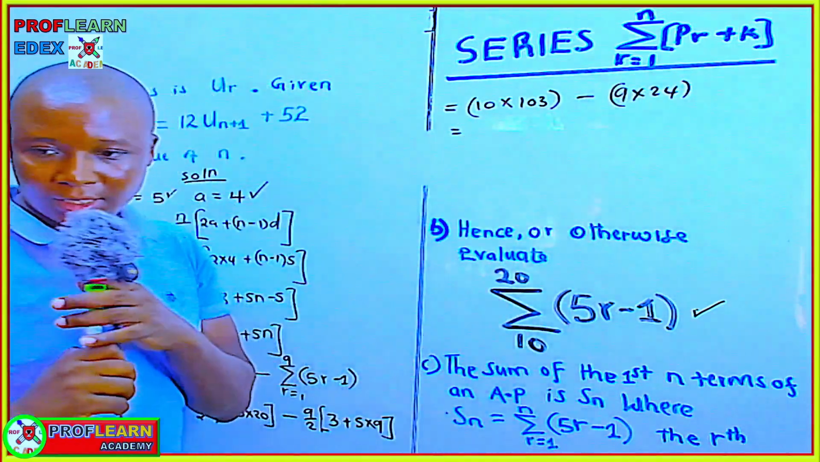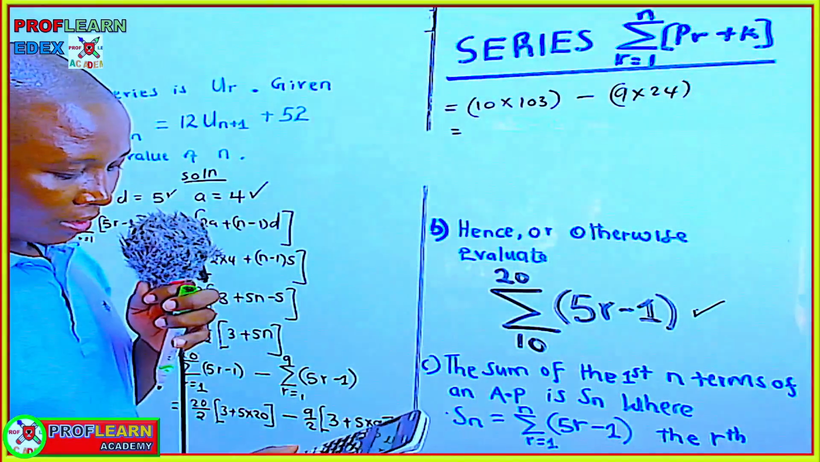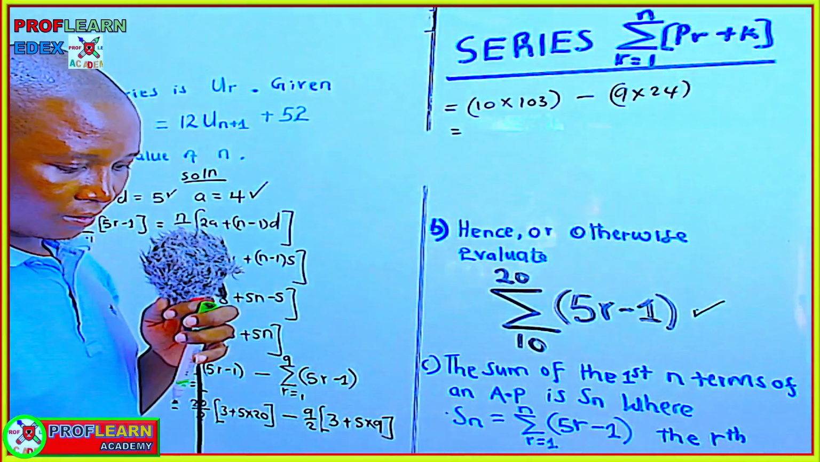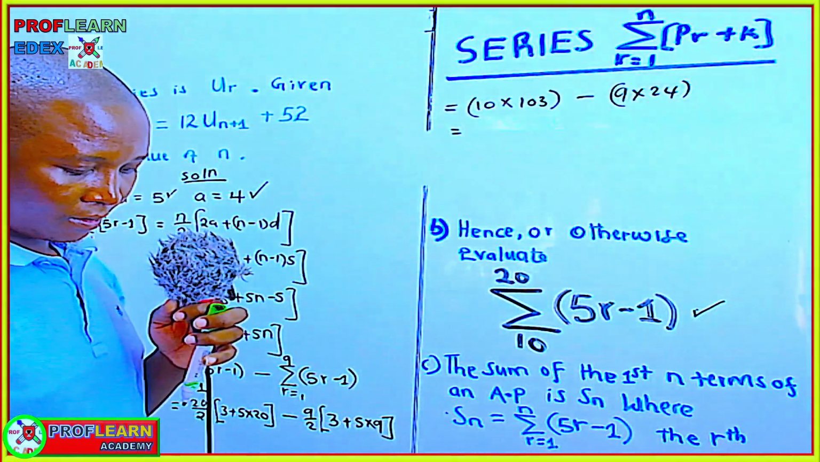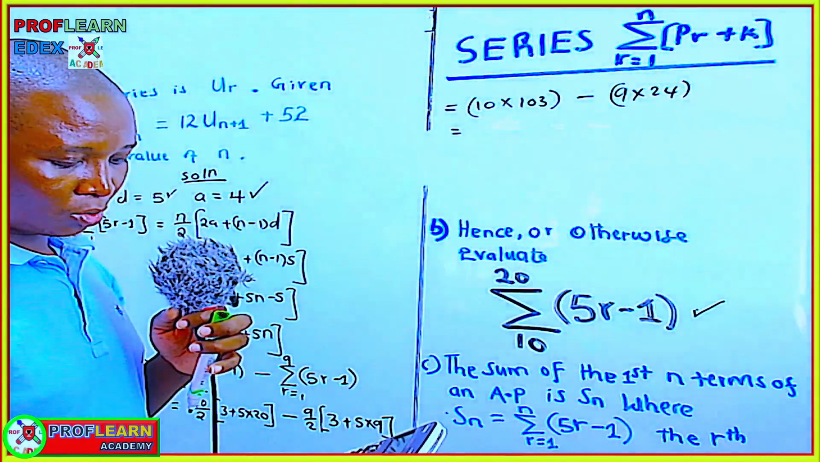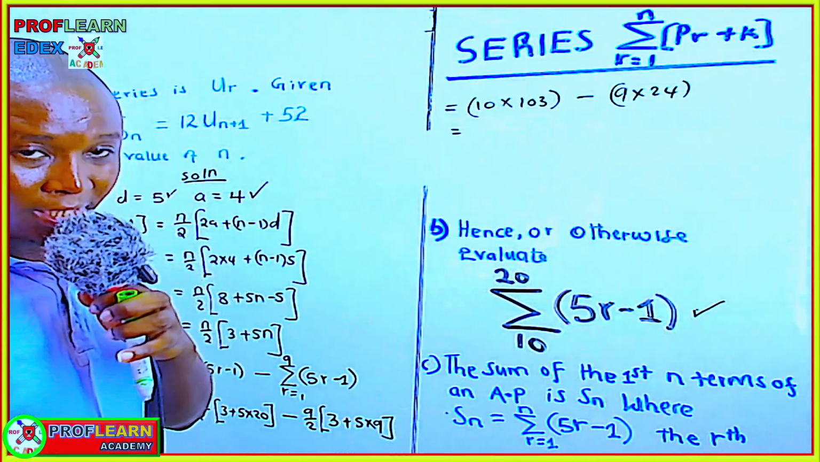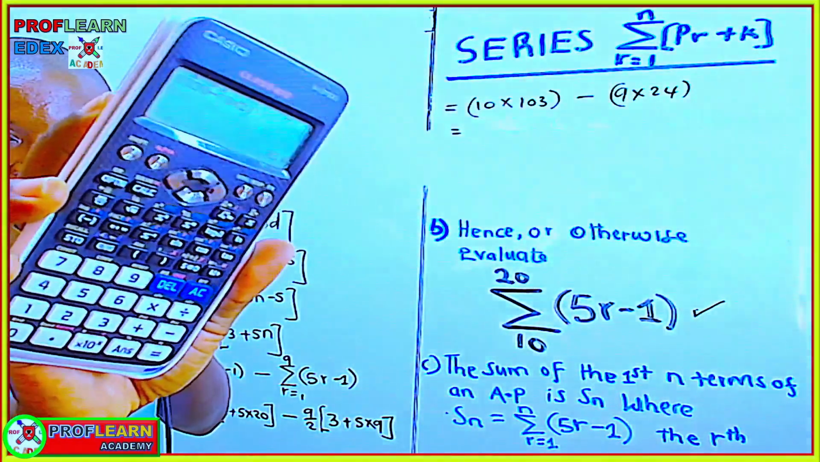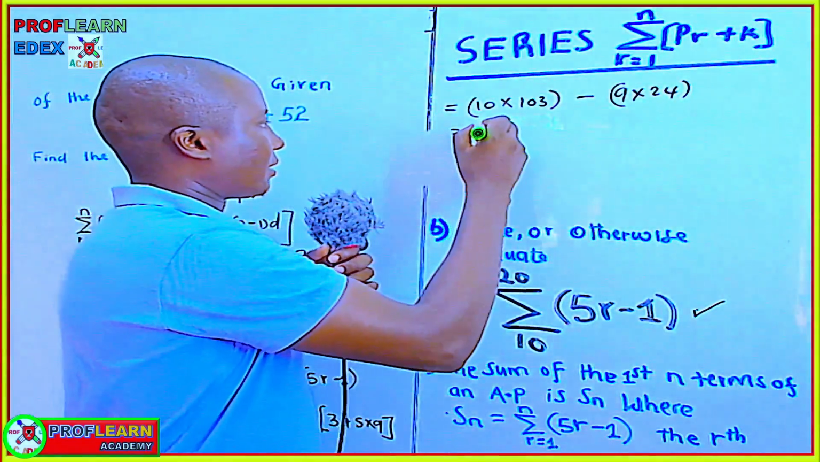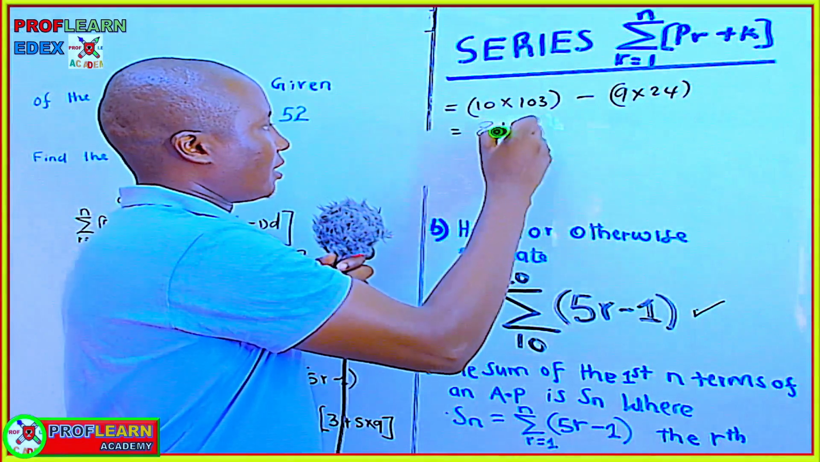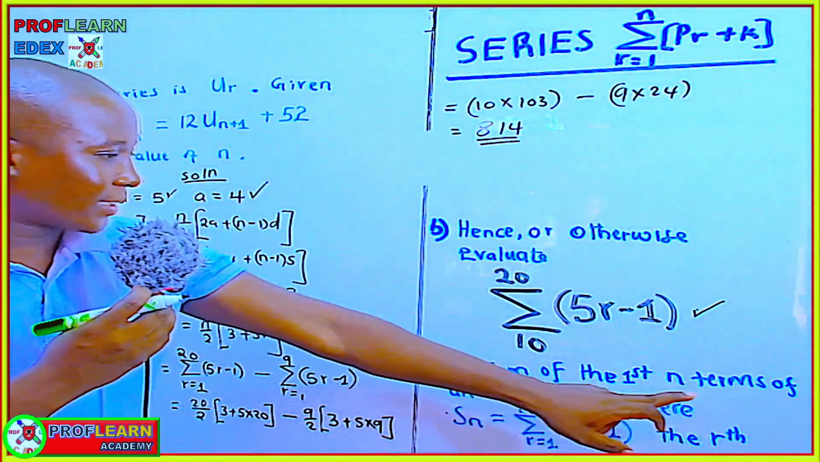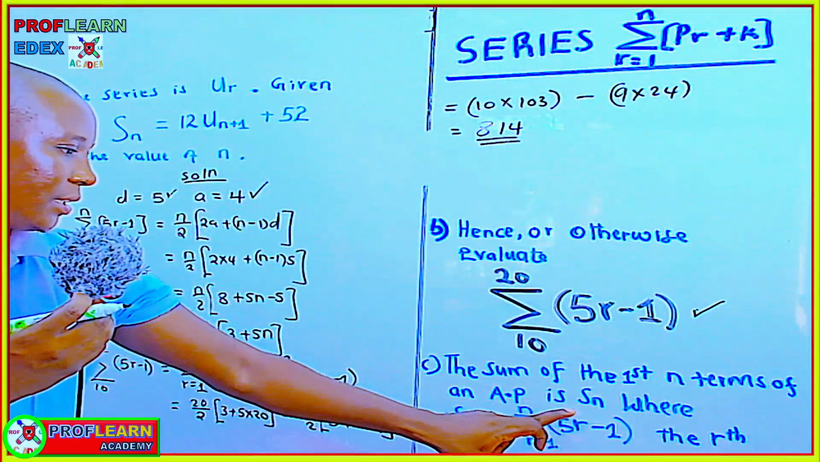So I can put that in the calculator so that I can get what the answer is. 1030 minus 9 times 24, and that translates to 814 as the final answer in that case. 814. So this is our answer at that point.